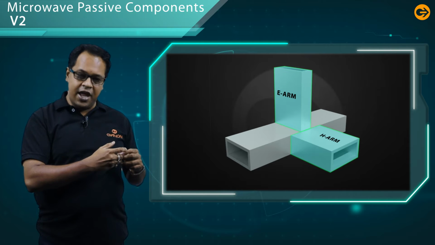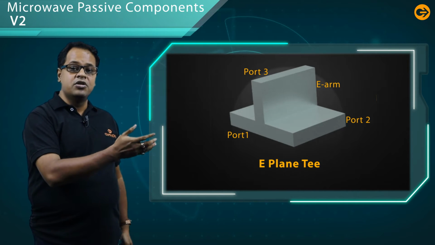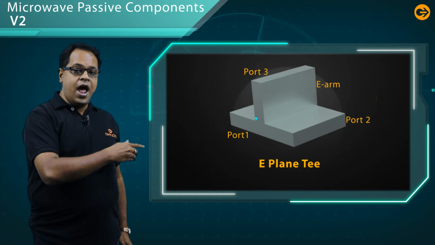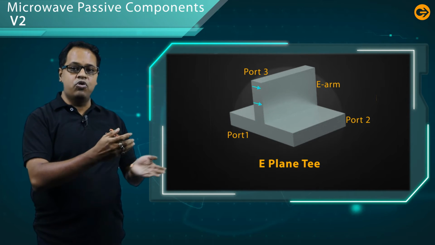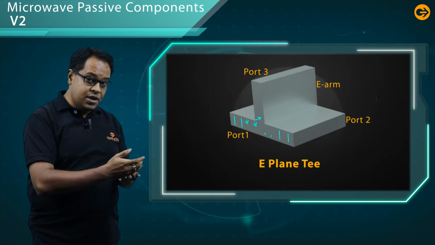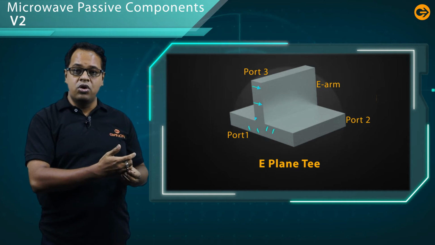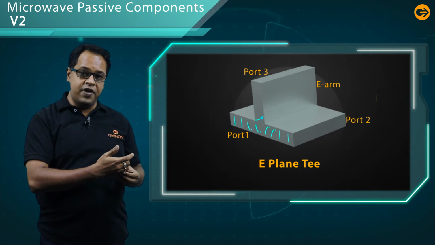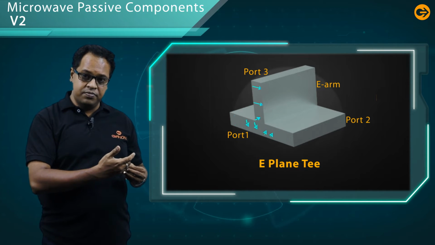Let us have a recap. In E-plane T, signal will enter through the port 3 and the output will be generated from the port 1 and the port 2. But in this case, the signal at the port 1 and the port 2 are 180 degree out of phase. That means they are in opposite direction.